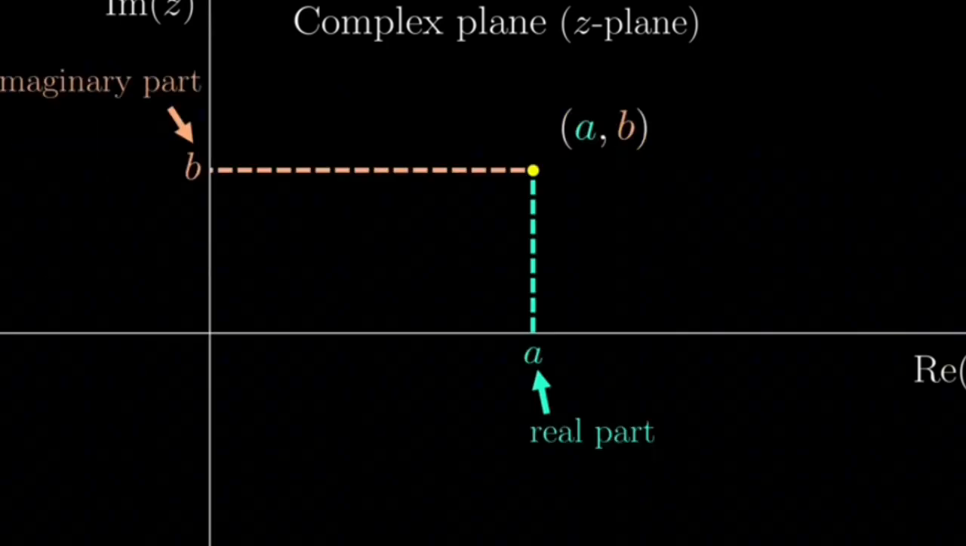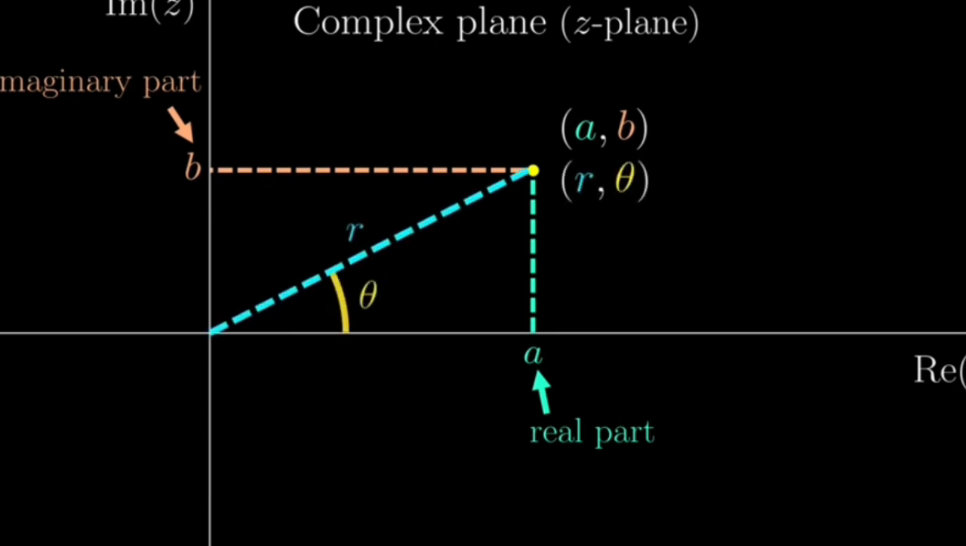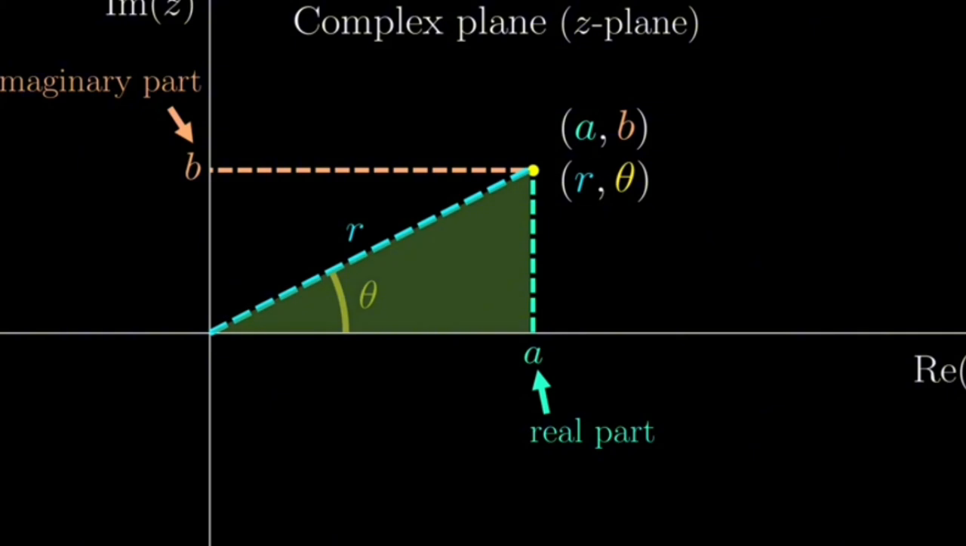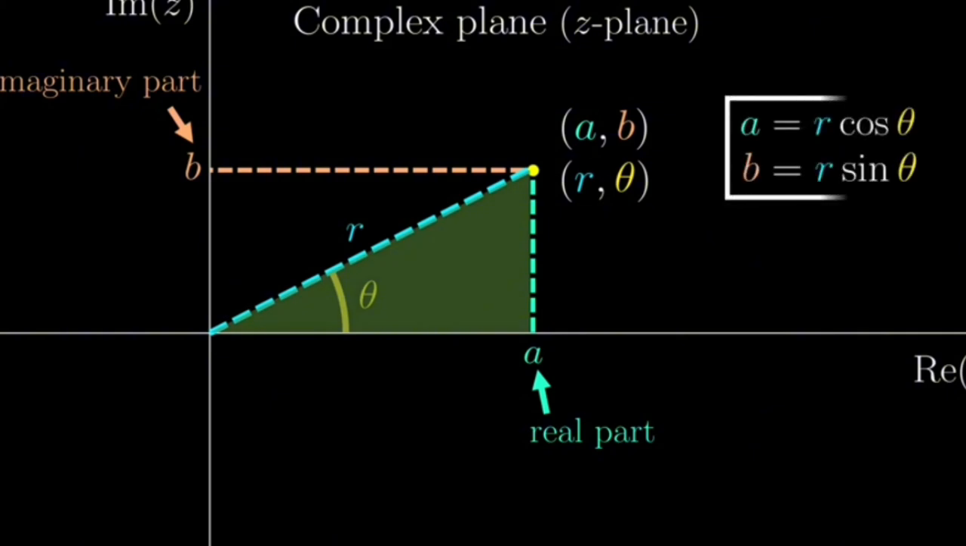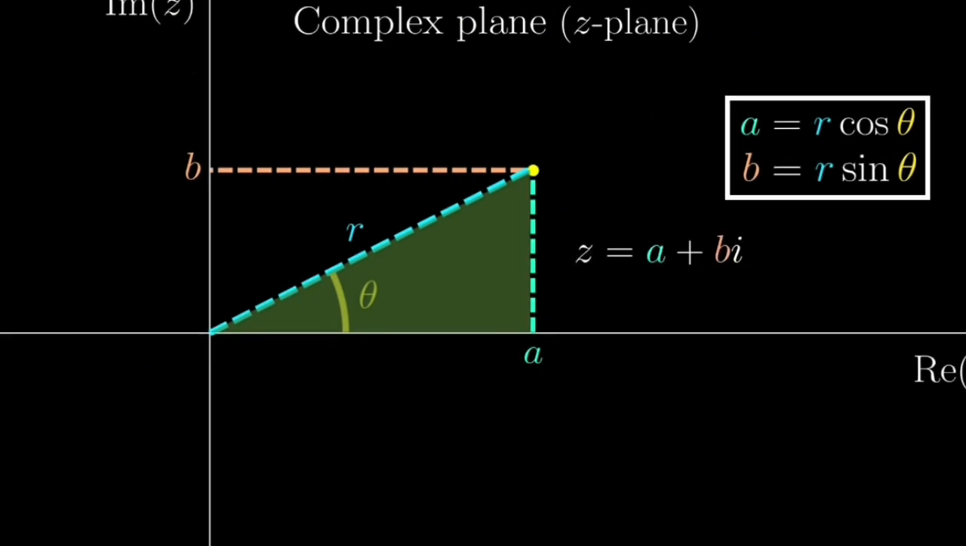More complex plane. This is the Cartesian way of representing complex numbers, and this is the polar way. Using simple trigonometry on the right-angled triangle, it is not difficult to see that a is r cos theta and b is r sin theta. So apart from writing z as a + bi, the other way is to use the modulus and the argument. As we'll see later, this bit can be further simplified.